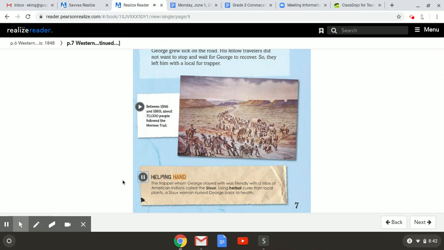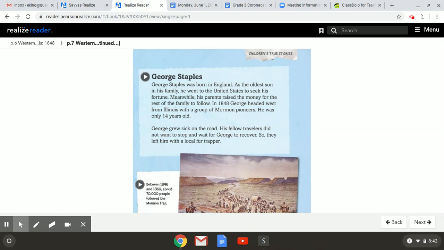Helping Hand. The trapper whom George stayed with was friendly with a tribe of American Indians called the Sioux. Using herbal cures from local plants, a Sioux woman nursed George back to health. All right, so at least that's good for George. Even though he was 14 and young and probably scared and sick, at least he stayed with friendly people from the Sioux Indian tribe who helped him get healthy again.